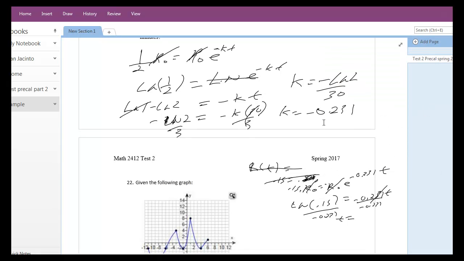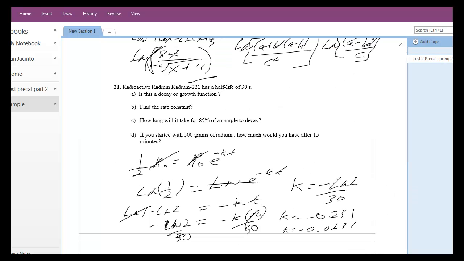Okay, found the error. So let's figure out where it's at. Here it is. This should have been 30, right? So that's going to become k equals minus 0.0231. Make this right here minus 0.0231. So now that becomes something like 81 seconds. Like that. Okay, we got that answer.